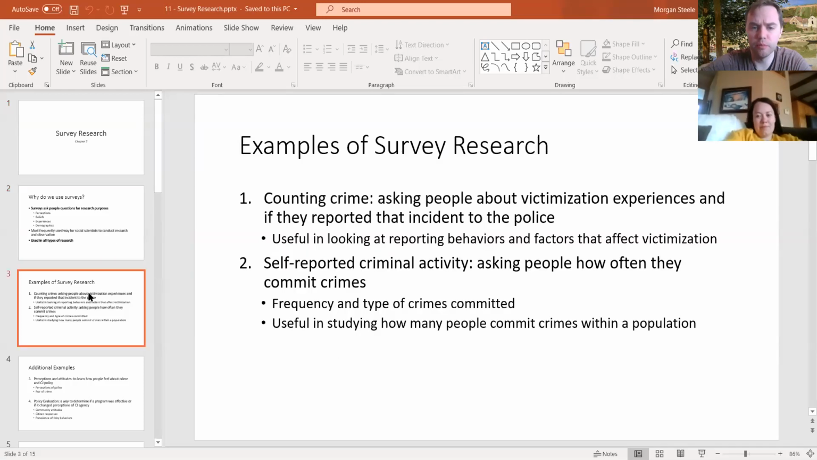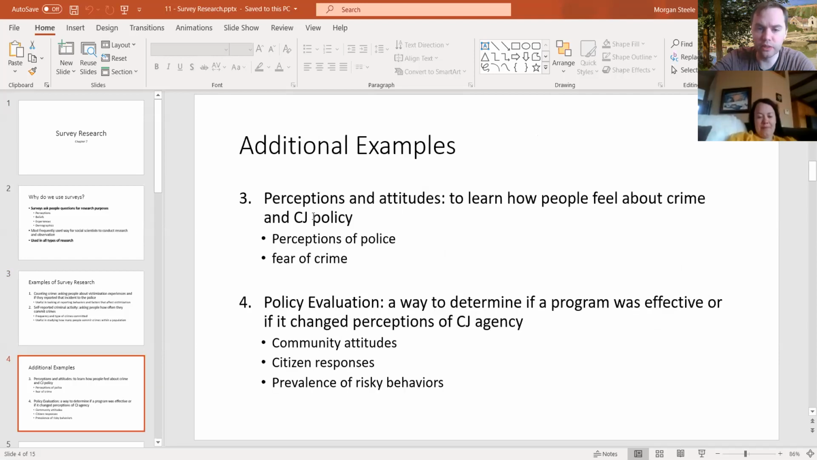Okay, so some basic examples of this would be like a victimization survey. We ask people, have you been a victim of a crime in a set amount of time? And then ask them to describe those experiences. We can also take a look at things like self-reported criminal activity. Ask people how often do they abuse substances? How often do they shoplift? How often do they pirate media? Things like that. And related to that, we can look at perceptions and attitudes, perceptions of police, fear of crime, perceptions of fairness, look at policy evaluations to see if something was effective or ineffective.